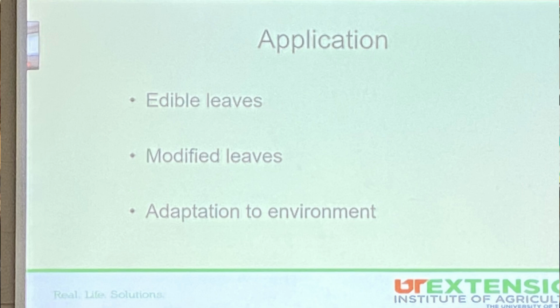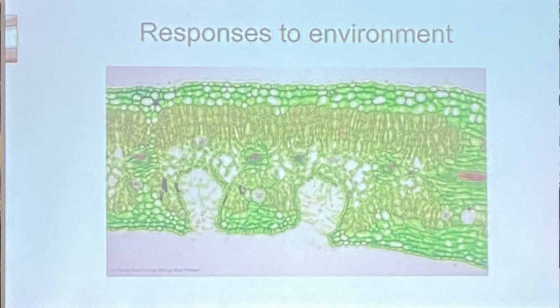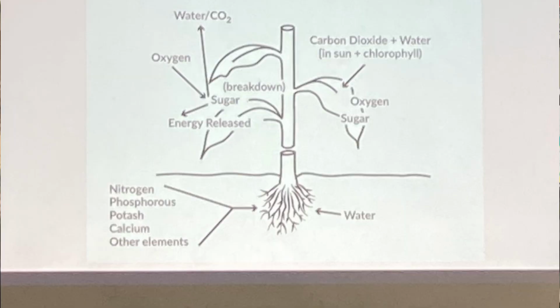So let's get into what all those do. Application: edible leaves, modified leaves, and adaptation to environment. Let's see responses to environment. This diagram shows water, oxygen, energy release, sugar breakdown, carbon dioxide, water, sun and chlorophyll, oxygen, sugar, and then the roots get the nitrogen, phosphorus, potash, calcium, and other elements, which we will learn all about soil and minerals and nutrients next week.